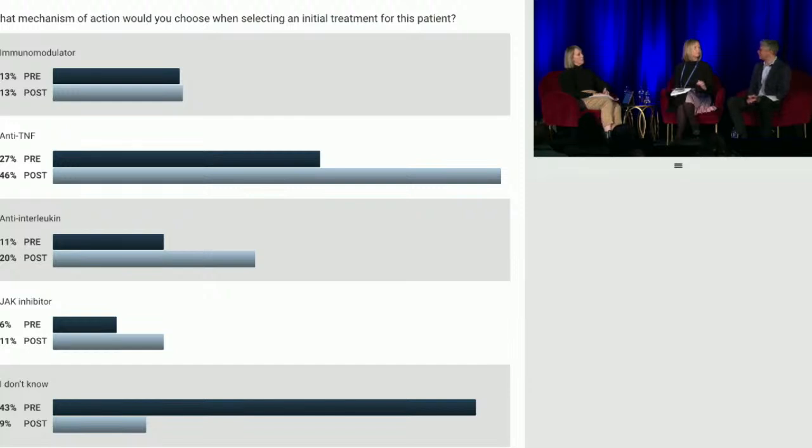I'm trying to think if I've clinically seen it or actually used it to drive clinical decision making, and I'm really struggling to think of a particular scenario. I don't know if anyone else wants to comment on that.